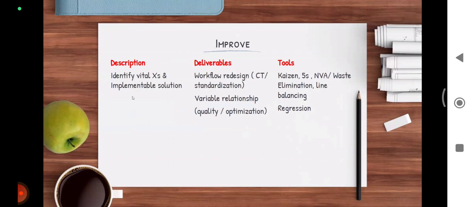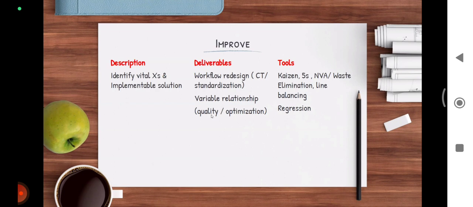Basically, you have one job here. Literally, you have got one job. That means identify the main issues that are affecting the process, and then the implementable solutions, which is something that we have already done in the what? We have identified these vital X's in the analyze phase. So if we are working on standardization, which is workflow redesign for Sigma, if the Sigma level, the process capability, was less than 1, we are going to use lean tools like Kaizen, 5S, non-value adding, and line balance to eliminate the waste.